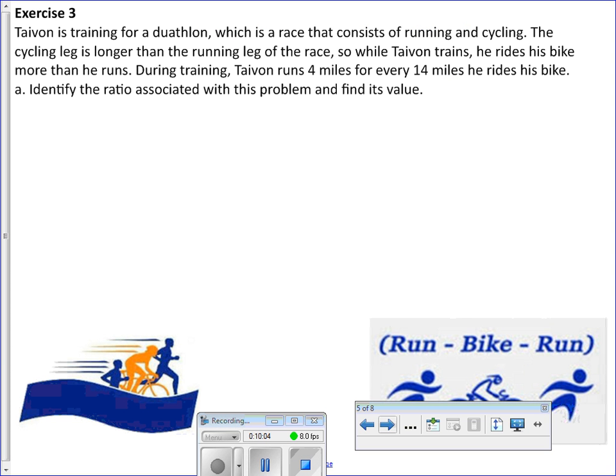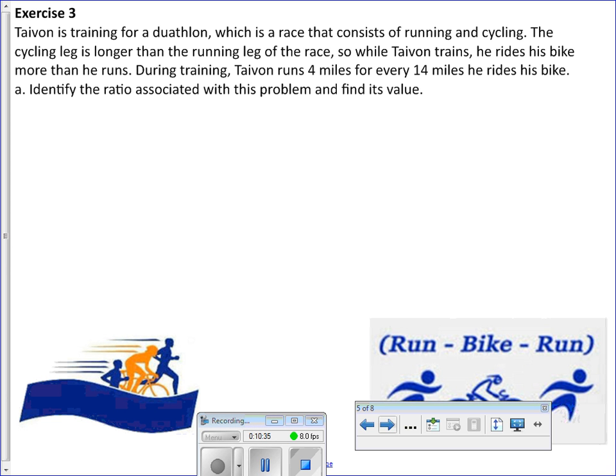So let's look at exercise 3. I love this one for obvious reasons. You know, I'm a triathlete. I've done a duathlon. So Tavon is training for a duathlon, which is a race that consists of running and cycling. The cycling leg is longer than the running leg of the race. That doesn't mean that your one leg on the bike is actually longer than the leg that you run with, so you're not actually biking and running at the same time.